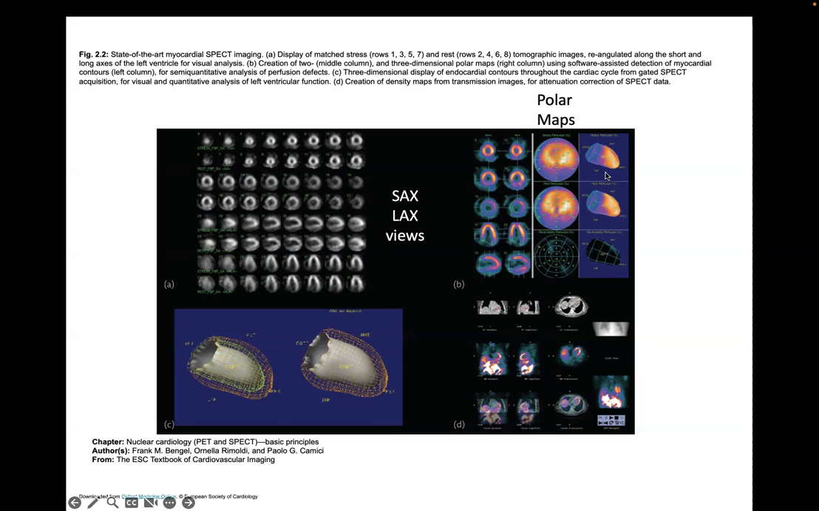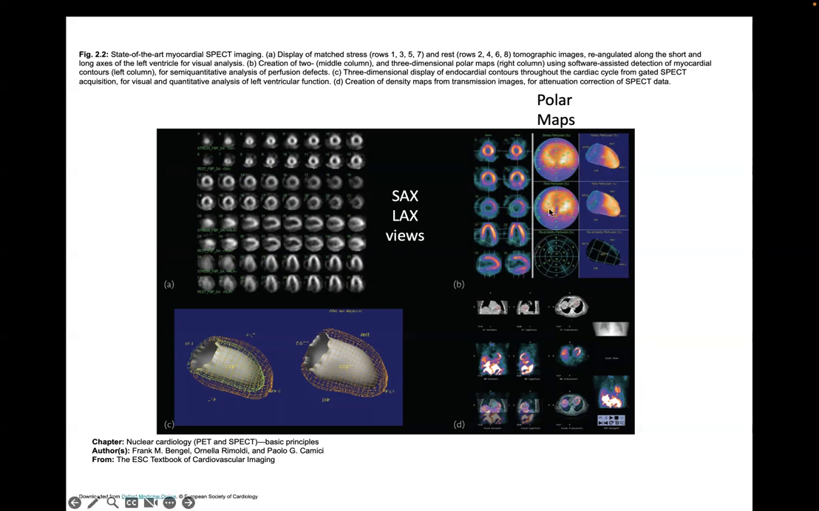If you want to look at all of the heart at one time, you can reconstruct a three-dimensional model and then rotate it around to look at the various brightness in different locations in the myocardium. Here, it looks like on this posterior wall, we have a chunk of tissue that is not being perfused normally.